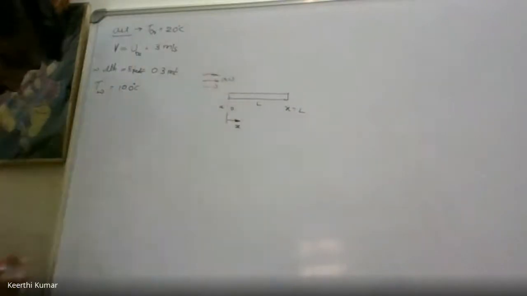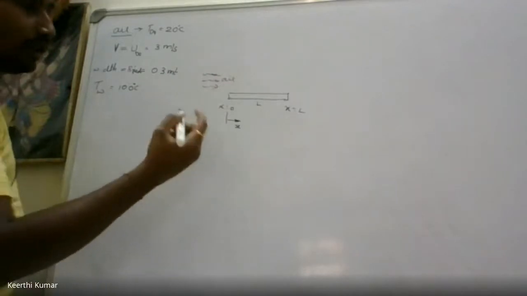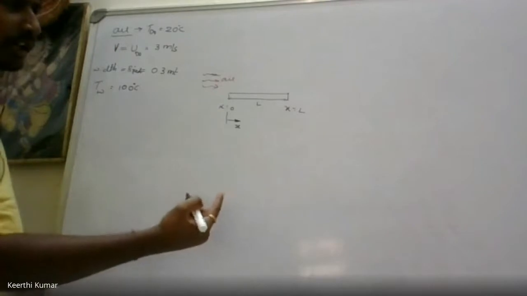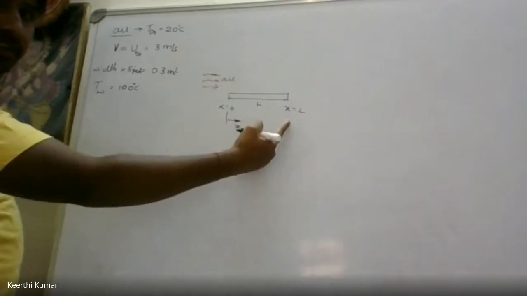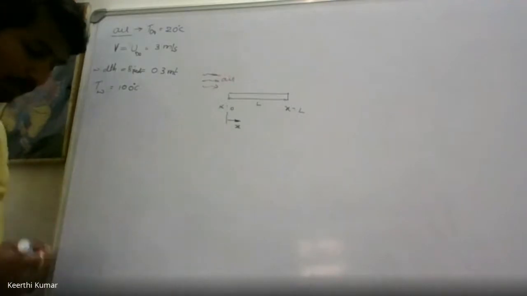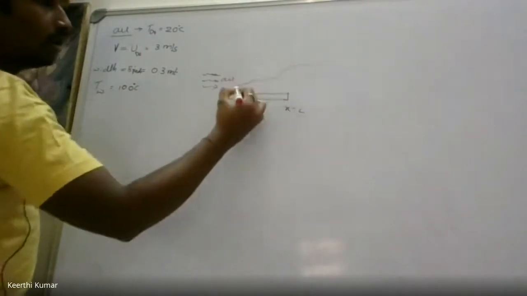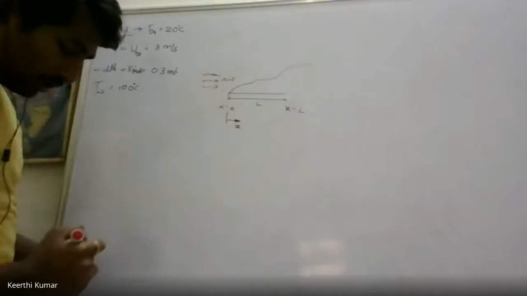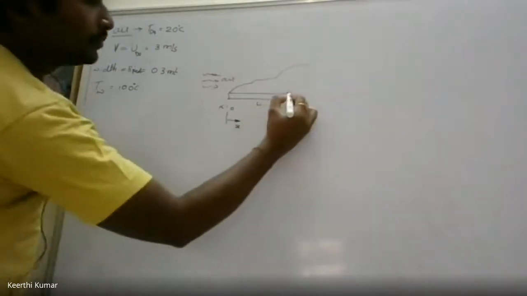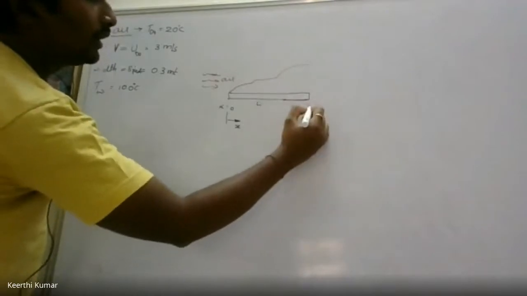Next, he is asking you to calculate some quantities at a distance of x equal to 0.3. In the previous problem, he told everything to calculate at the trailing edge. Trailing edge is x equal to L. Leading edge is x equal to 0. So how will the profile come? Like this. That is the velocity profile. If I take the length bigger, still bigger, and this is the length of the plate, x equal to L.